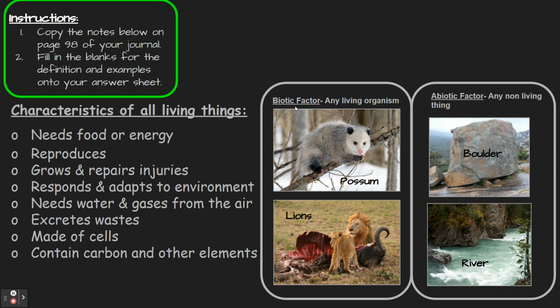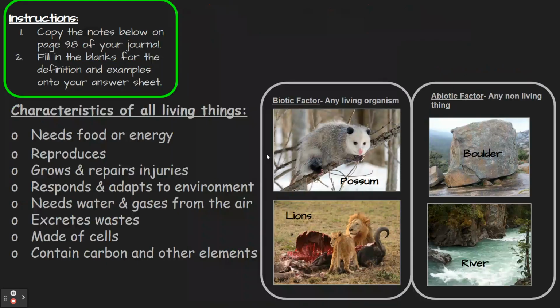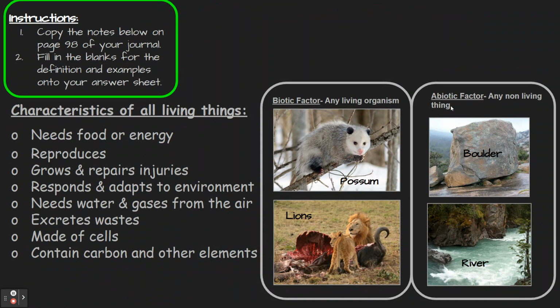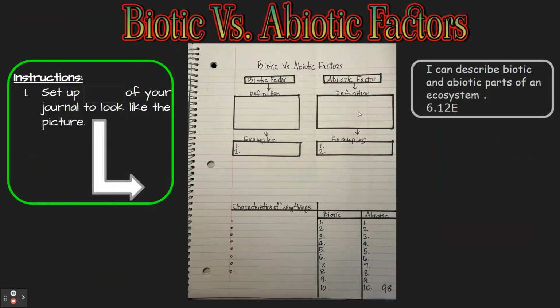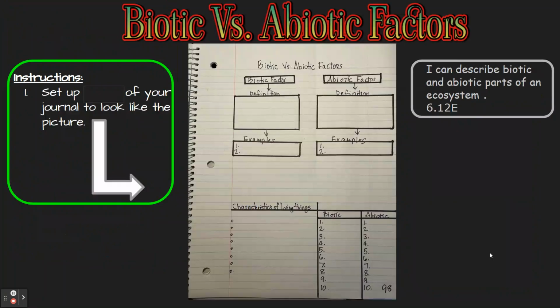So when we're looking at examples of biotic factors, you've got a possum, this handsome looking guy here with the beady eyes, or lions. This would be what you write down for examples. Characteristics are here, the bullet points go here. Abiotic factor, you have the definition here, any non-living thing. So that goes here. And your examples, a boulder, which is a huge rock, or this beautiful looking river to go whitewater rafting in. Those examples would go right here.